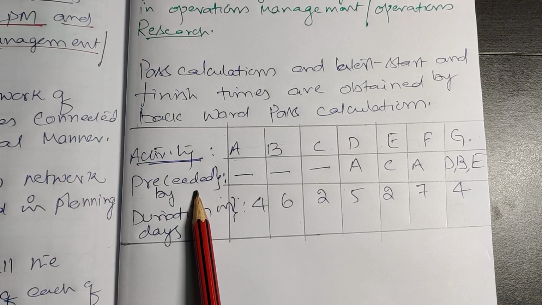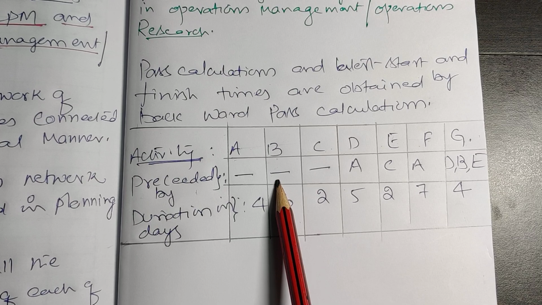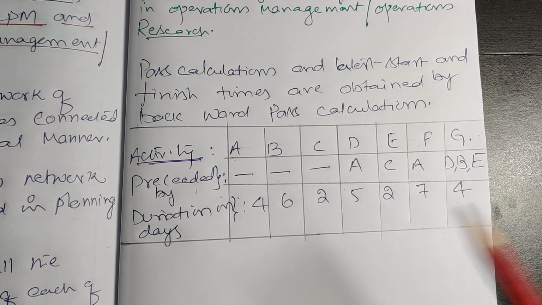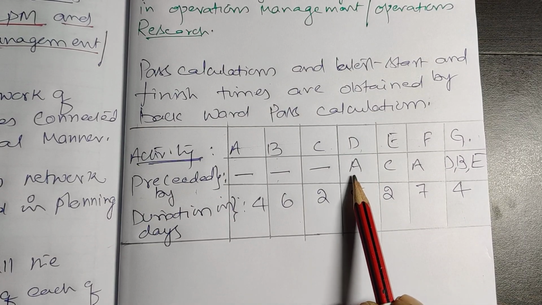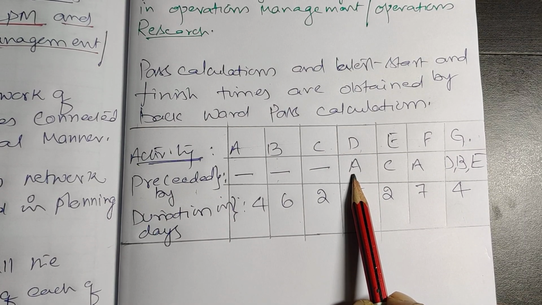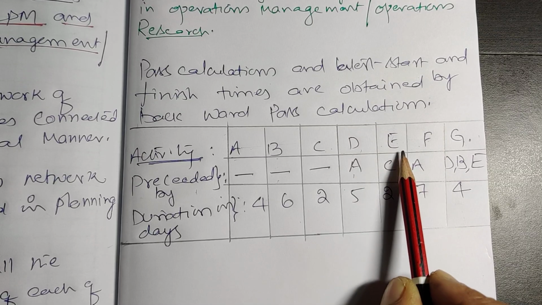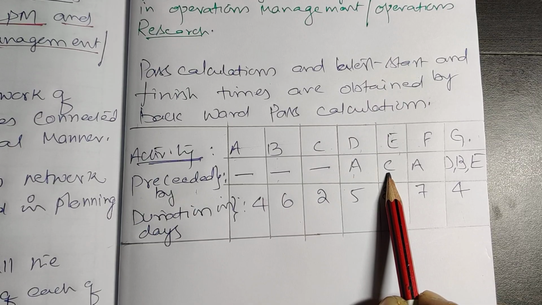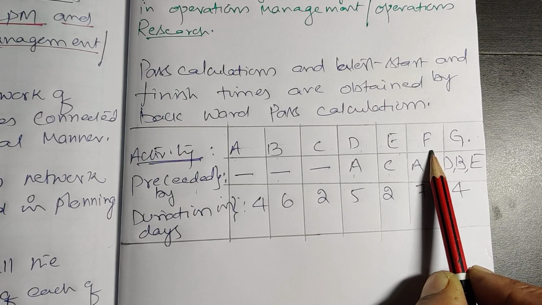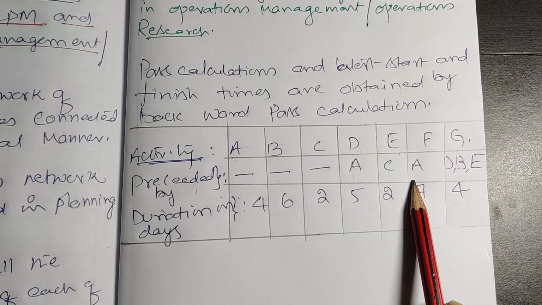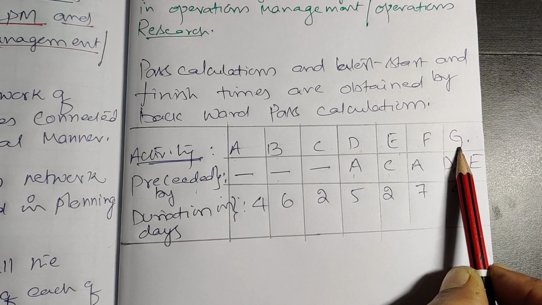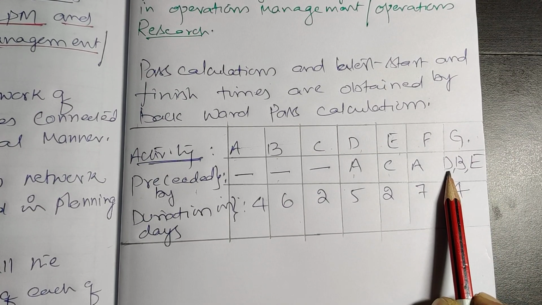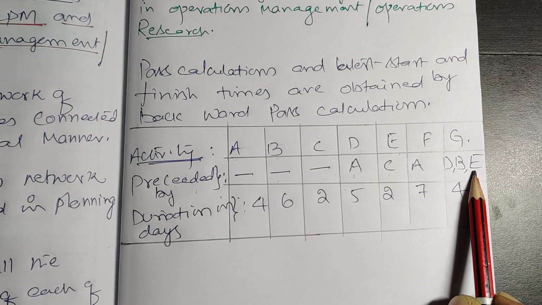Next, what is the second row indicating? First row activities can be started after completion of which activity? Look at this. Activity D can be started only when activity A is completed. Activity E can be started when activity C is completed. Activity F can be started when A is completed. We can start activity G when D, B, E are completed.